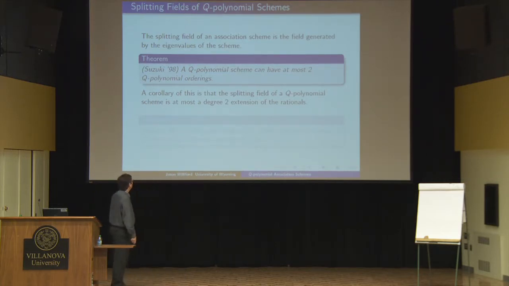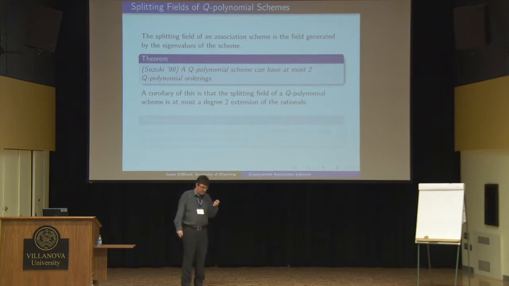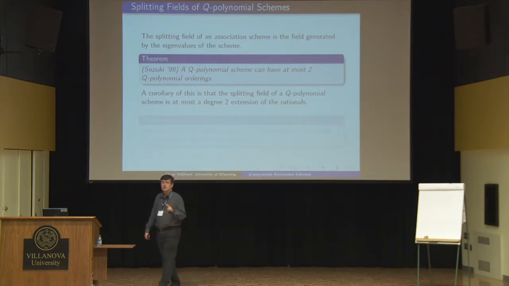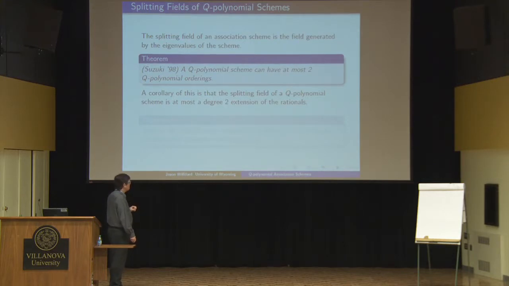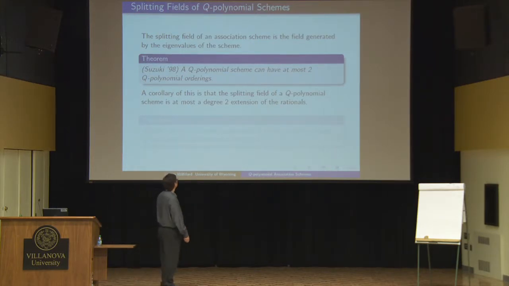That can happen. So the natural question is, how many can you have? And he managed to prove that actually you can have at most 2 Q-polynomial orderings of a Q-polynomial scheme, and he was able to work out all of these. You should exclude the polygons, just the cycles.